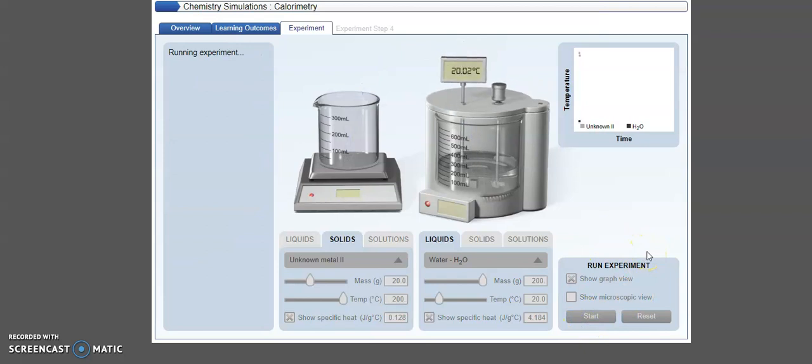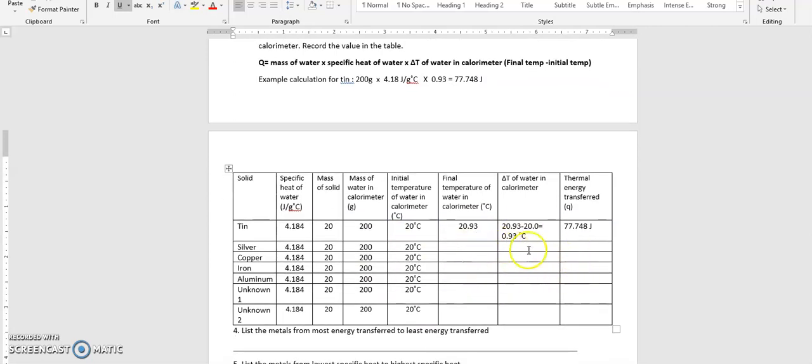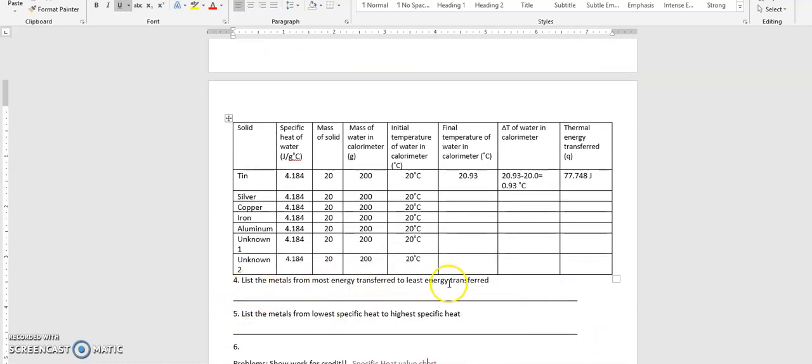And this is the last one. So record this value, make sure you write this down, specific heat of unknown metal 2. That's going to help you identify what unknown metal it is. Okay, so that's the whole experiment. All you've got left is to figure out these differences. Use the formula up here, calculate how many joules of energy, list them from most energy transferred to least, and list the metals from lowest specific heat to highest.